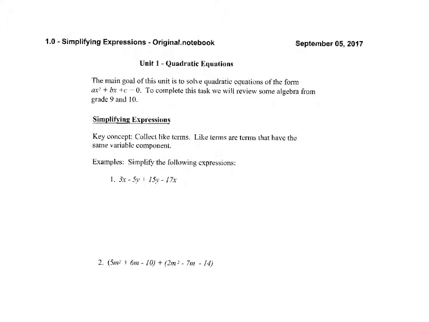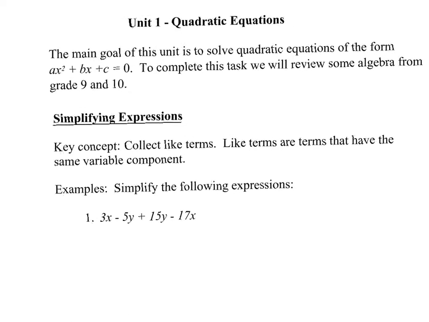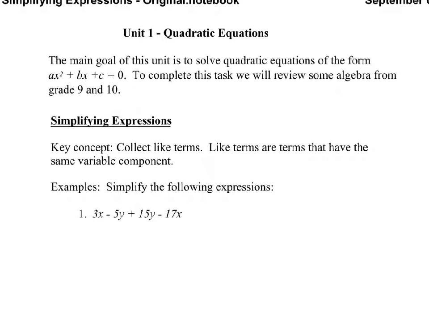So today what we're going to do is talk about simplifying expressions. We're going to take a look at certain things, defining certain terms, and going from there. Okay, so the main goal of this unit is to solve the quadratic equation of the form ax squared plus bx plus c equals 0. To complete the task, we're going to have to review some algebra from grade 9 and 10.